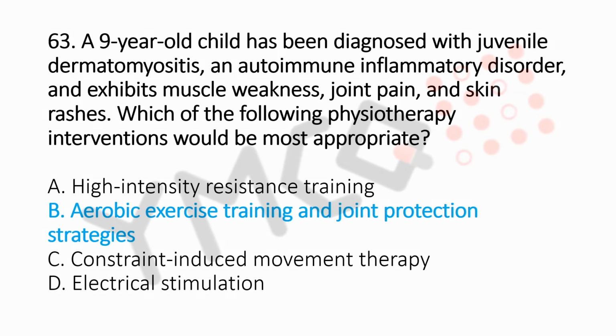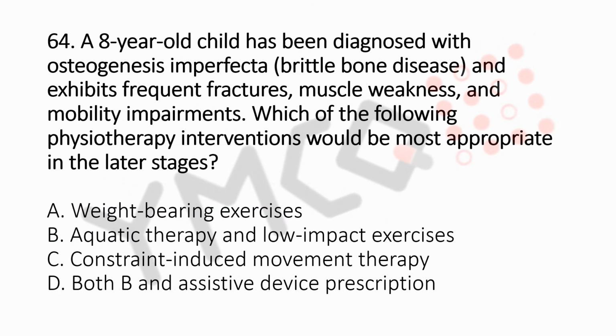Now let's move to question number 64. An 8-year-old child has been diagnosed with osteogenesis imperfecta, brittle bone disease, and exhibits frequent fractures, muscle weakness and mobility impairments. Which of the following physiotherapy interventions would be the most appropriate in the later stages? Option A, weight bearing exercises. Option B, aquatic therapy and low impact exercises. Option C, constraint induced movement therapy. Option D, both B and assistive device prescription. And the answer is option D, both B and assistive device prescription.